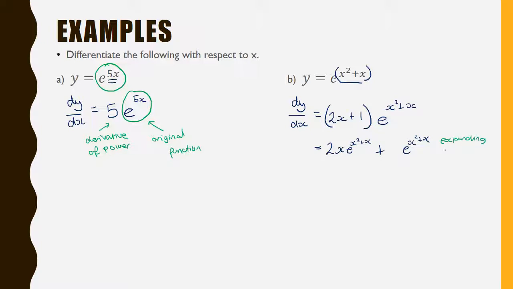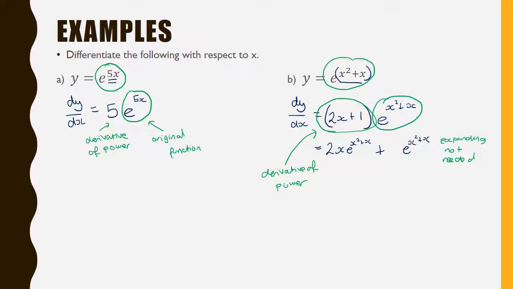And once again, if we have a look at what we had here, this part here was the derivative of the power, okay? So we have the derivative of the power multiplied by this part here, which is the same as this part here, and is our original function. Okay, so this is the rule every time. We have the derivative of the power multiplied by the original function.